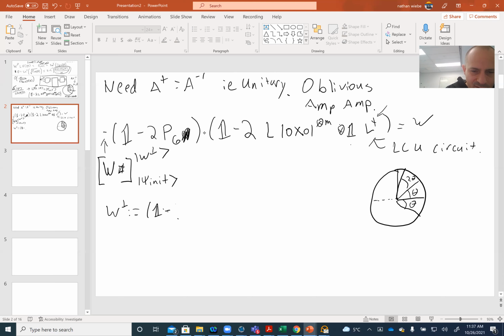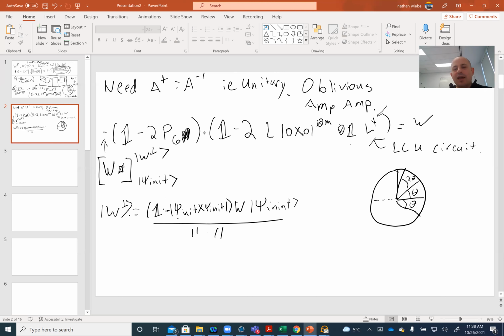Identity minus psi init, W acting on psi init, divided through by its length. That way the W perpendicular quantum state is a properly normalized quantum state. So we just divide through by whatever length is needed to turn this into a unit vector. Okay, but we're not actually going to really care about this.